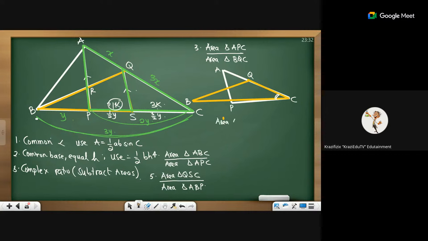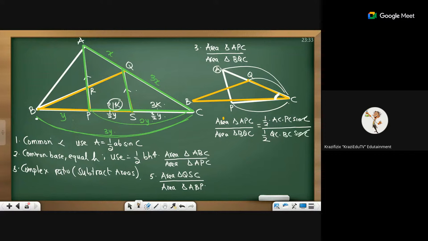Area of triangle APC over area of triangle BQC. And watch this. When I say half AB sine C, C is the included angle. So let's consider APC. I'm using 1 over 2, that side AC, side PC, and sine C, over 1 over 2 again. C is common, so it's going to cancel. That's why you must use that. Do I know AC? AC is 4x. Do I know PC? Yes, PC is 2y.